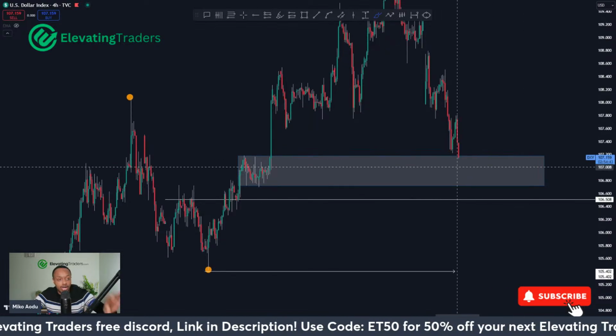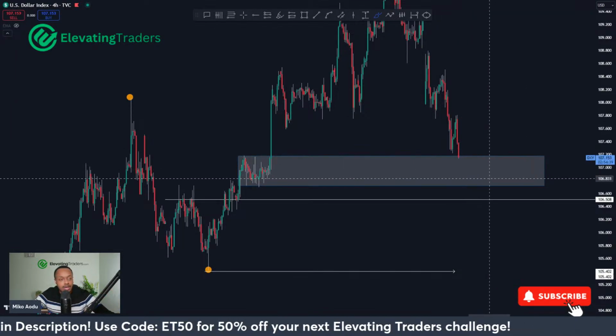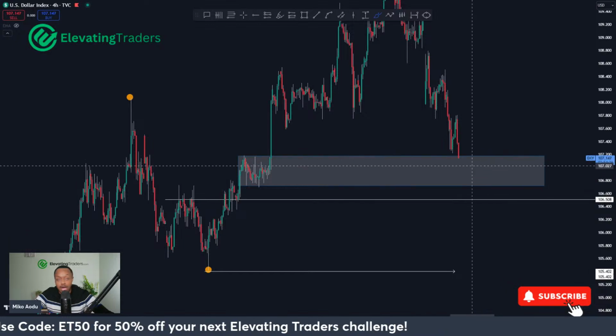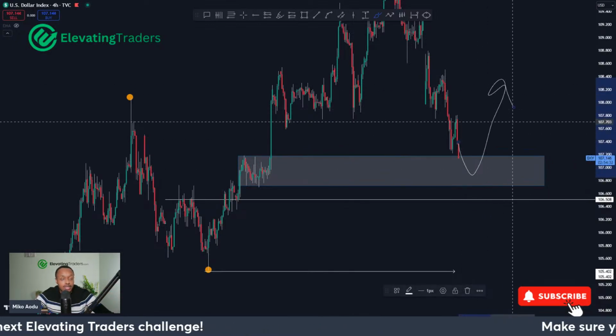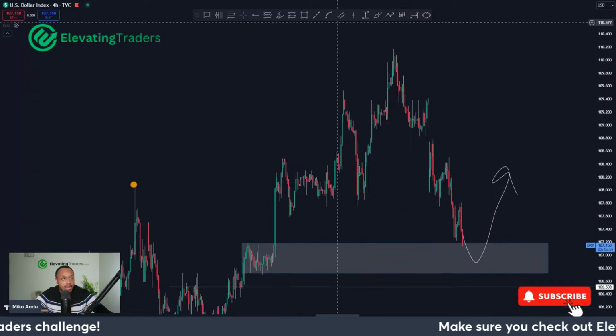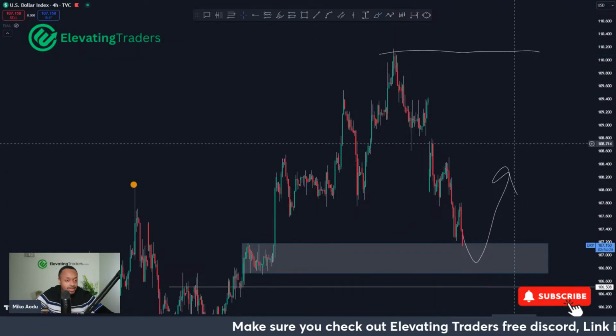If we can reject this area, form some equal lows, see some wicks, hopefully a nice big strong bullish engulfing candle. I'll be looking for the same on euro and pound. This could be a really nice area to take price back to the upside again. And if it is a pullback, we could be looking at a really big move back to 110.